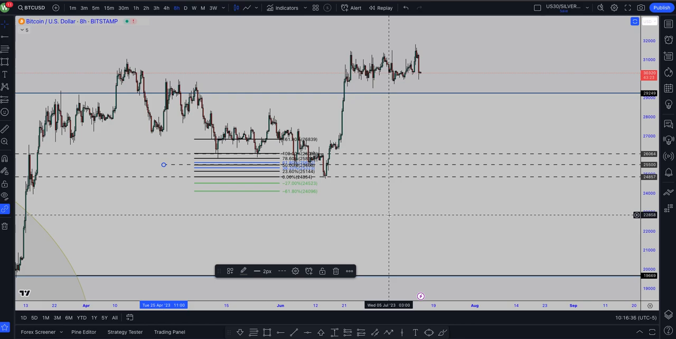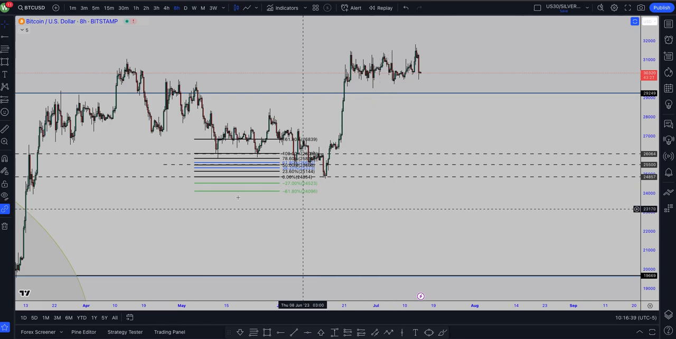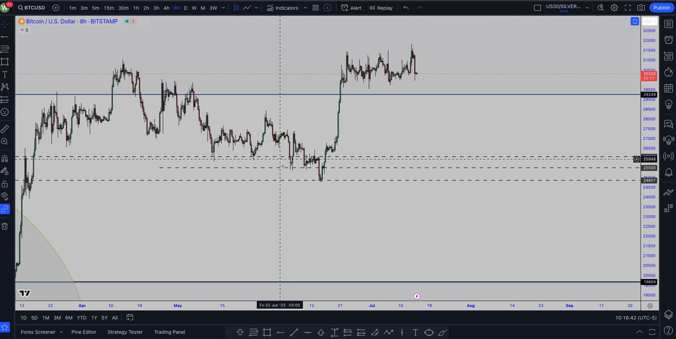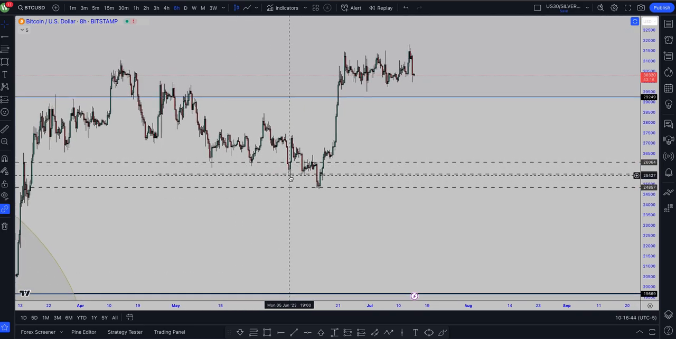So this is 25,500-ish. We can take this fib out. So 25,500 is another key level. This is the half of these two key levels. You can see the market also respects this. Now you can use this to track what's going on in the market, on a daily basis.